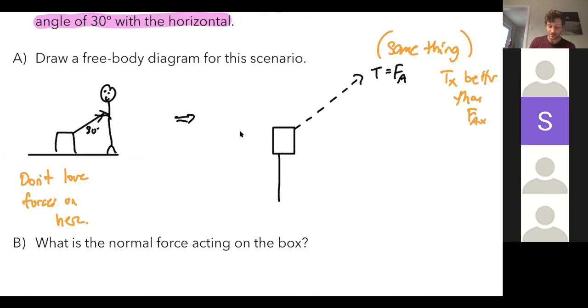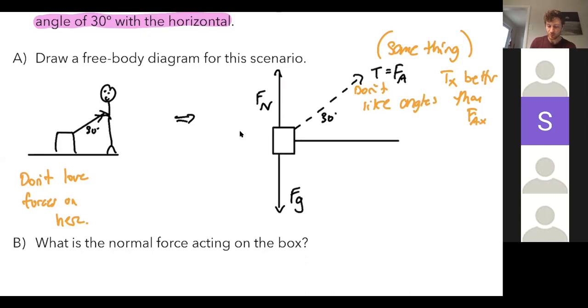We know this box is sitting on the ground. So we know that there is the force of gravity going down. We know that there is the normal force going up. We don't like angles. We need to do something about this. We know that this thing is acting at 30 degrees, which means we can break it up into a TX component and a TY component, going like so.